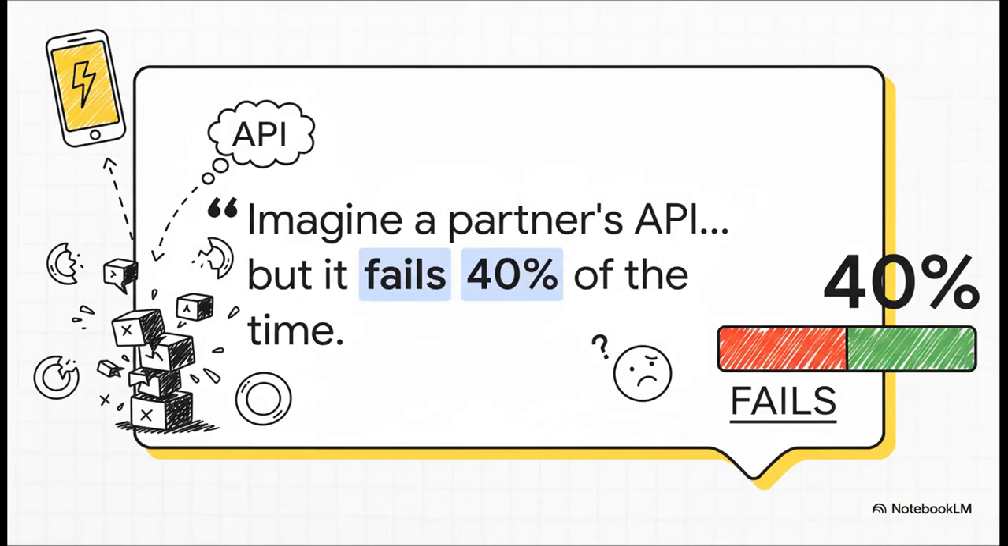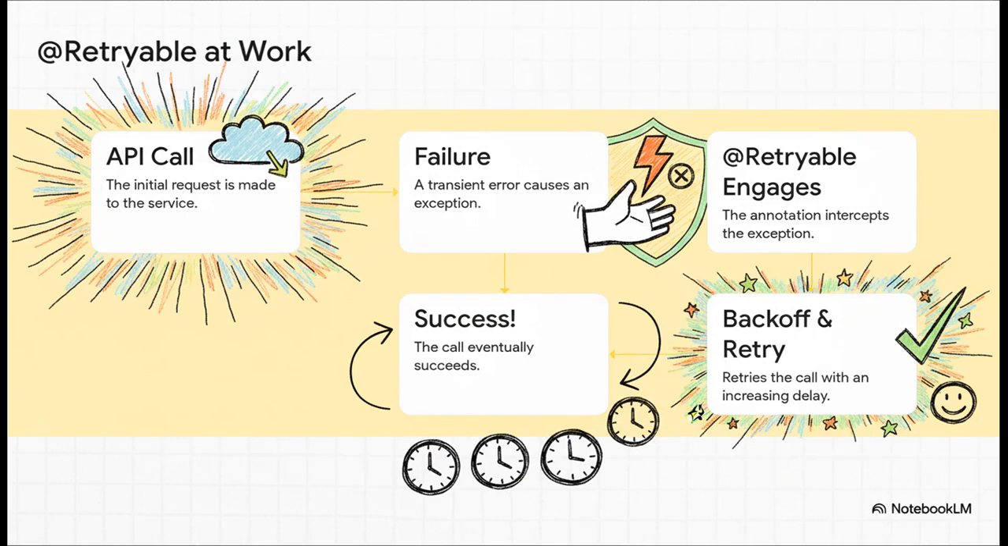To make this real, let's use a little analogy. Imagine you're building a food delivery app. We'll call it Quick Bites. To work, you have to get a menu from a partner restaurant's API. The only problem is their service is notoriously unreliable. It fails like 40% of the time. What do you do? Well, you use @Retryable.